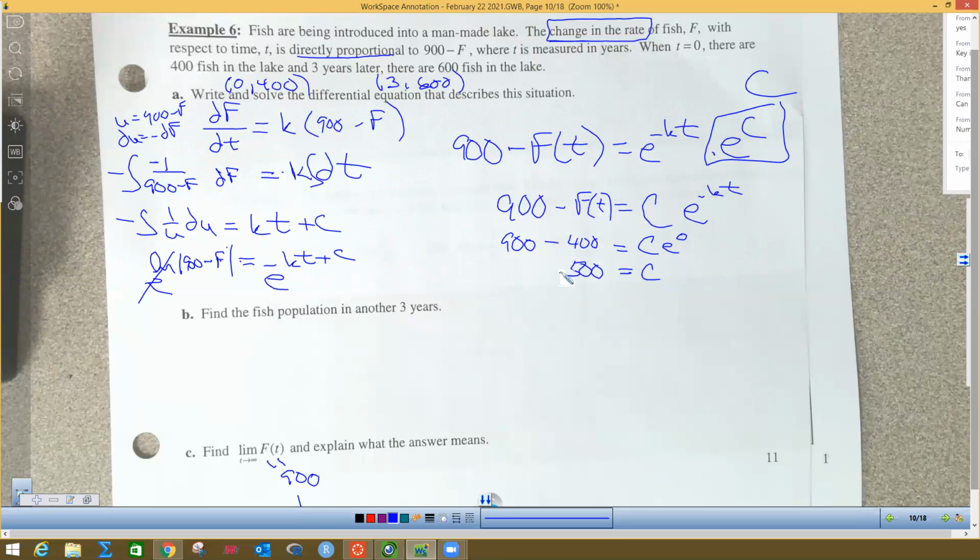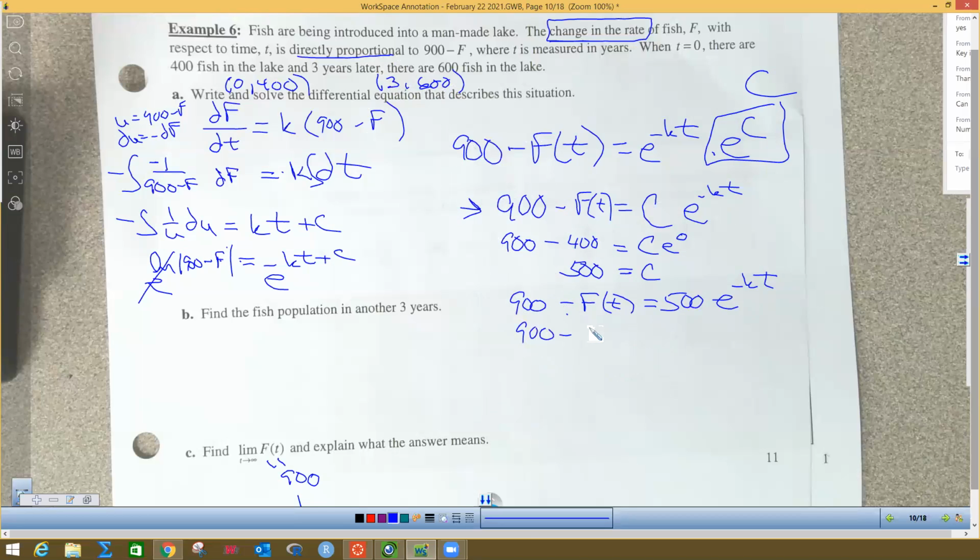So right here's where I plug all my numbers into this function. So this is where I plug my 500 back into c. So 900 minus F of t is going to equal 500, because I plugged that in for the c, e to the negative kt power. Now what I want to do is find k, the direct proportionality. So now I'm going to take my other point, 600, and plug it in and find k.